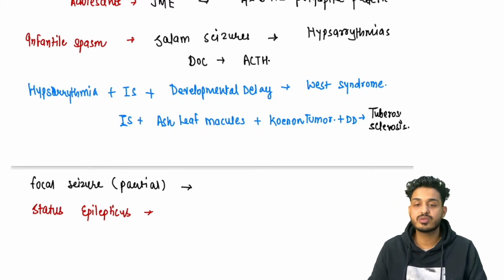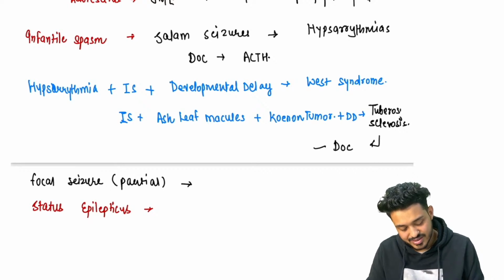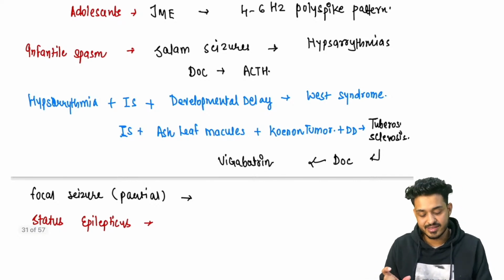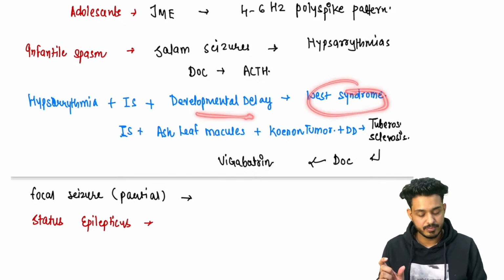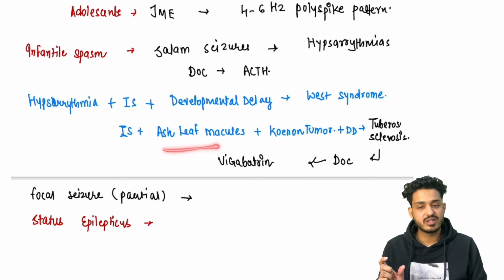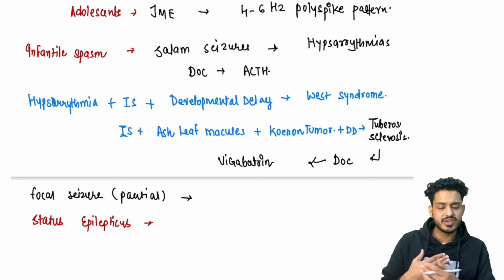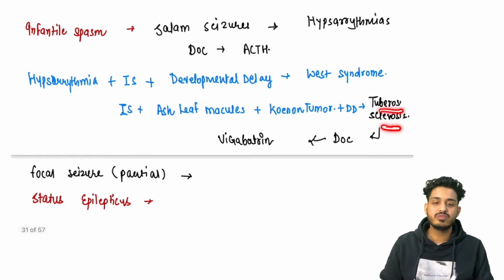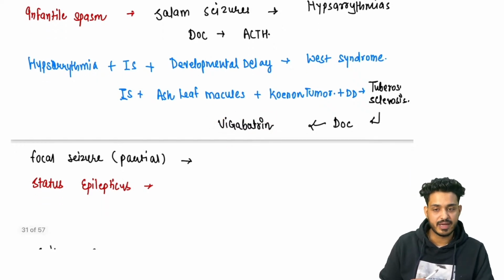This is all going to be in favor of tuberous sclerosis. And what is the drug of choice for tuberous sclerosis? That is going to be your vigabatrin. If they ask you about infantile spasm, you will answer ACTH. If they ask you about hypsarrhythmia plus developmental delay, that is going to be West syndrome. Hypsarrhythmia, infantile spasm, ash leaf macules will be there, some body involvement, macules, which are flat lesions. Shagreen patches, periungual fibromas will be there. That is in favor of tuberous sclerosis, and the drug of choice will be vigabatrin. And here you will be having some visual field defects, right?